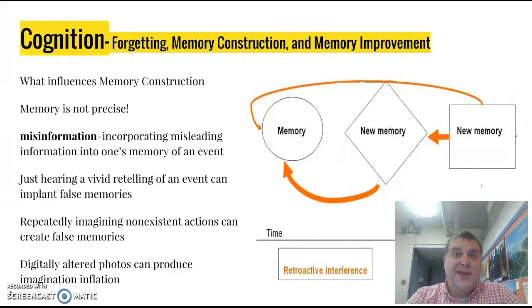Memory is not precise. We do see things differently than they actually occur. So we remember things a little bit differently. What you may think you remember may not be the true story, because there are always 3 sides to every story. There's your side, their side, and the truth.